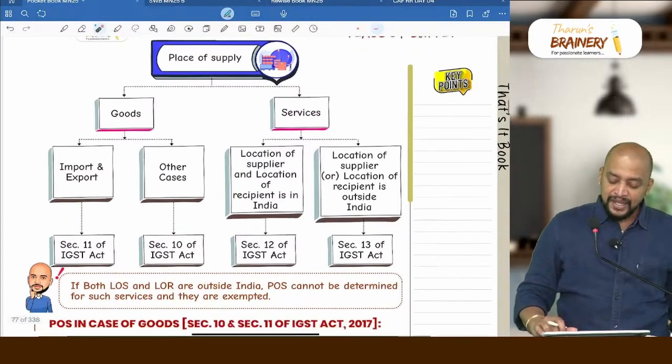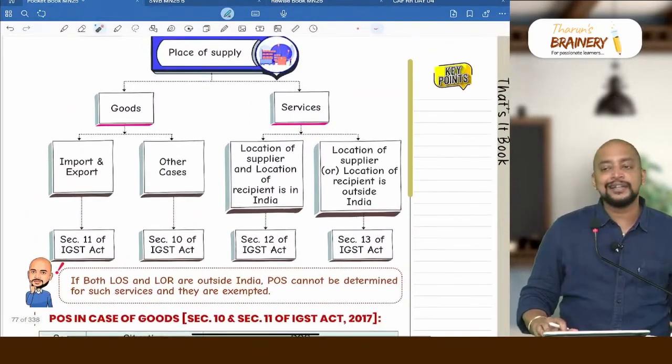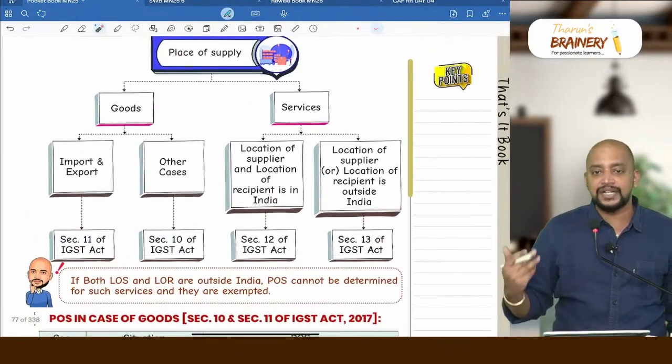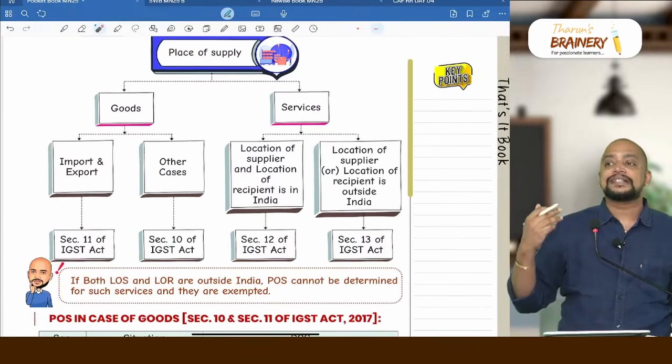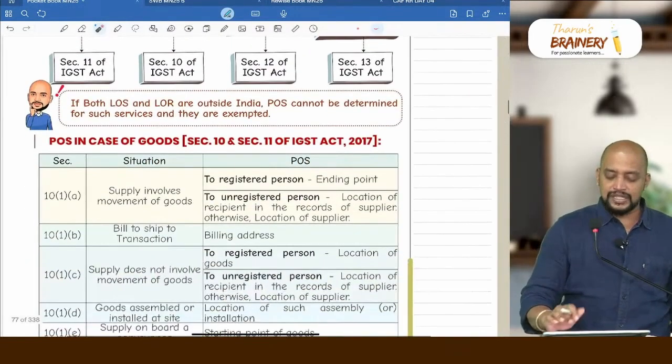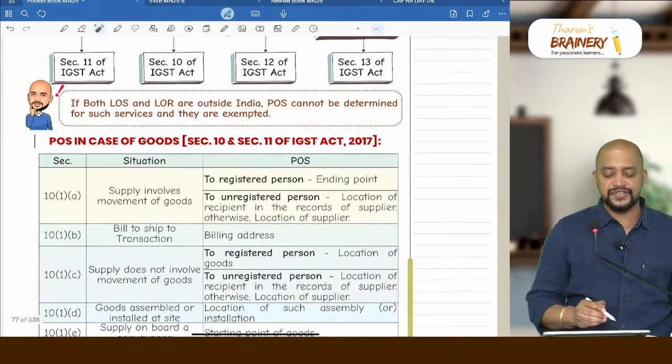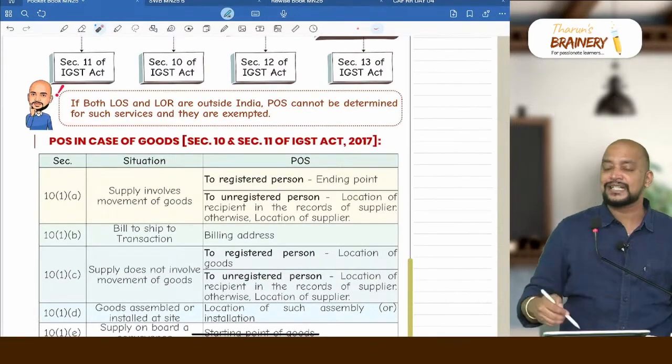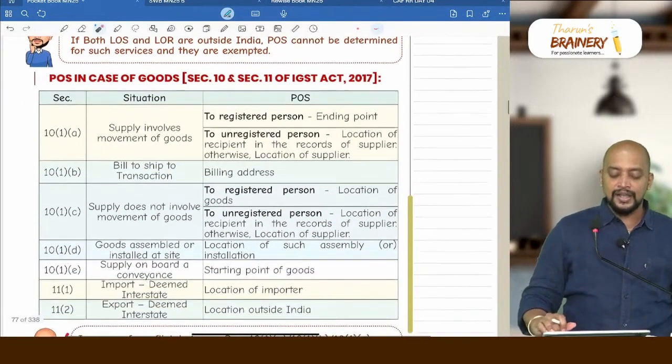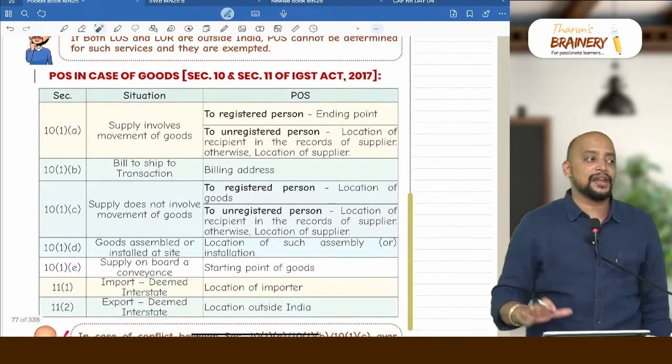Okay. And here, what if both are outside India? Definitely place of supply cannot be determined, because services are exempted. So if both supplier and recipient are outside India, place of supply cannot be determined for such services and they are exempted. So what should be taken as place of supply in case of goods?